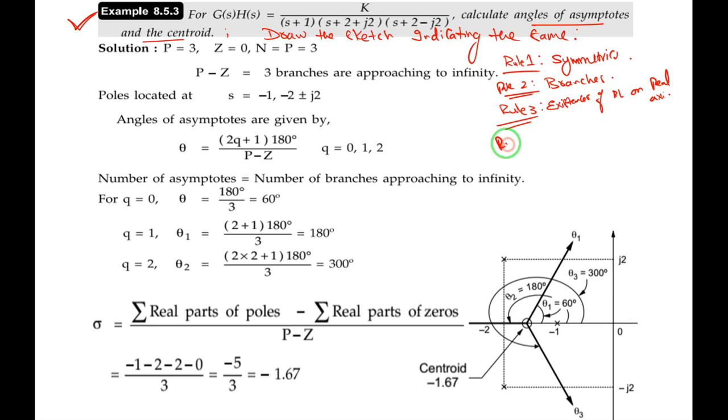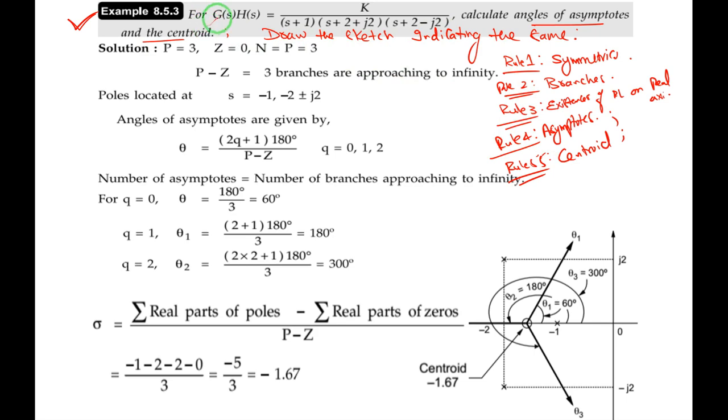At least tell rule number 4. Just now we have seen. What does rule number 4 speak about? It speaks about asymptotes. Rule number 5, it speaks about centroid. Asymptotes are the guidelines for the branches which are moving towards infinity, and centroid is the location on the real axis where the asymptotes should be located, right? It is on the real axis and it is real.